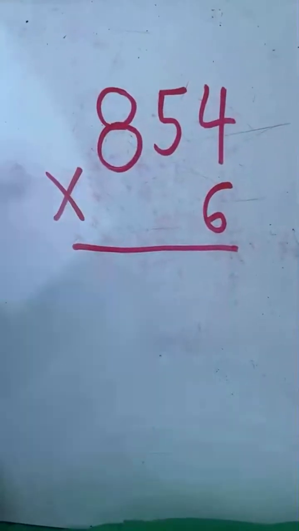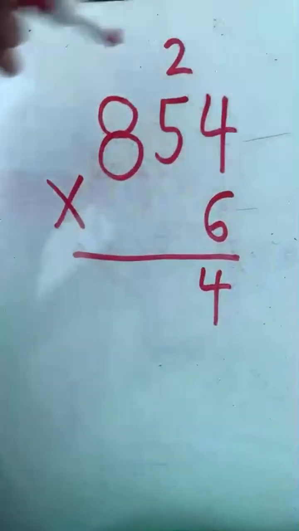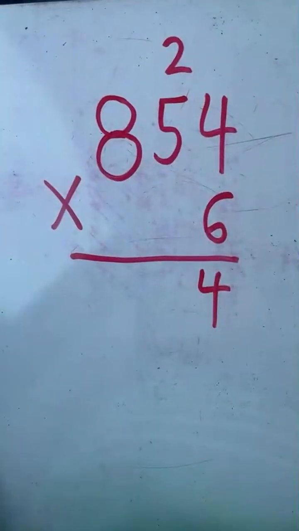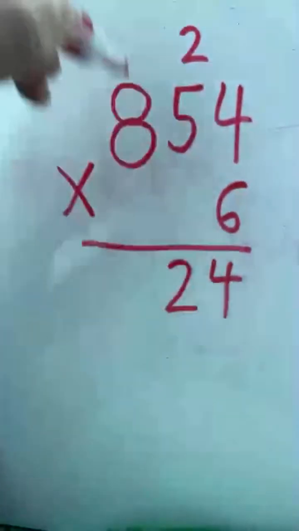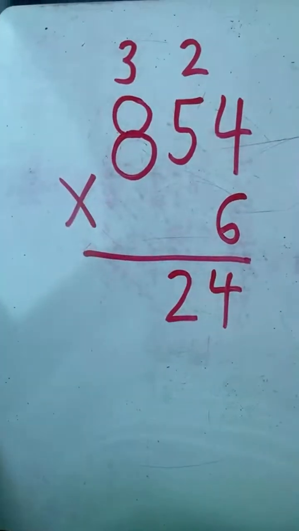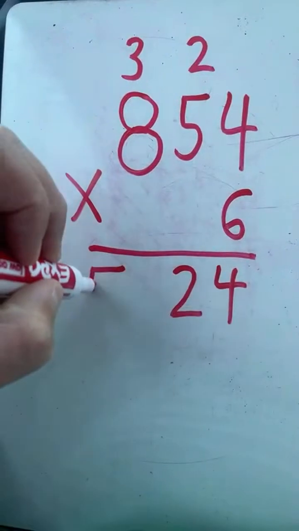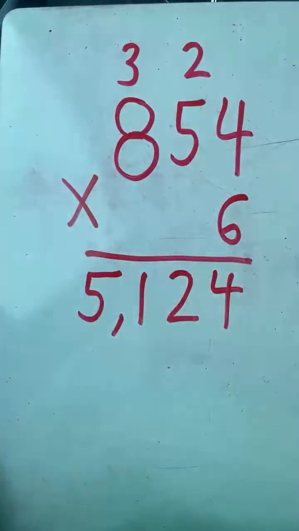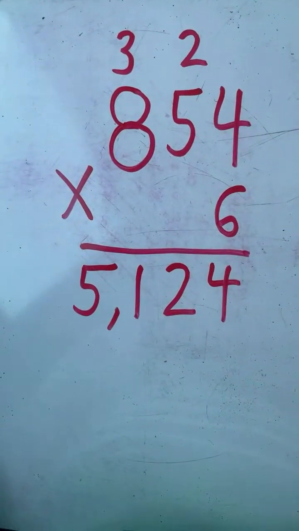854 times 6. 4 times 6 equals 24. 4 carry the 2. 5 times 6 equals 30, plus 2 equals 32. 2 carry the 3. 8 times 6 equals 48, plus 3 equals 51. And we have our final answer, 854 times 6 equals 5,124.